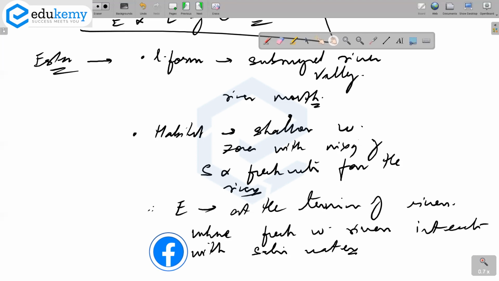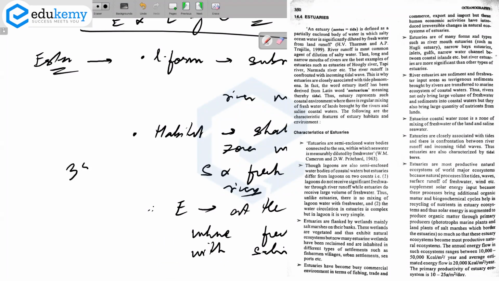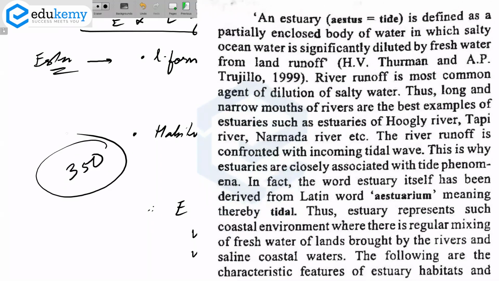If you want to see it in the textbook, this is the chapter on ocean habitats, page number 350. It says estuaries are defined as a partially enclosed body of water where salty ocean water is diluted by fresh water from land runoff. River runoff is the most common agent of dilution of the salty water. You can take up some sentences from here.